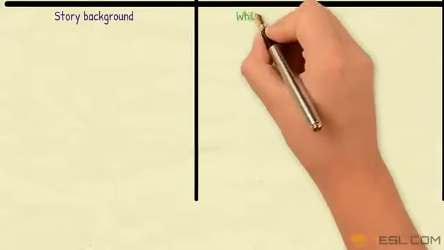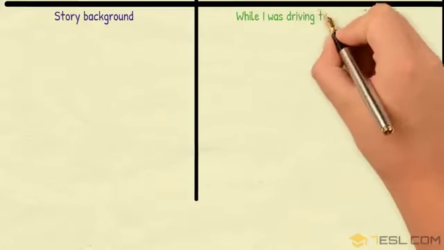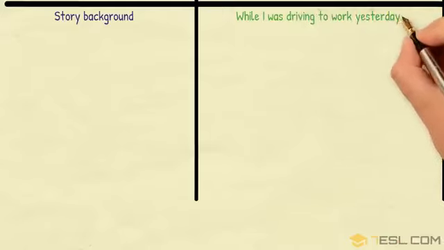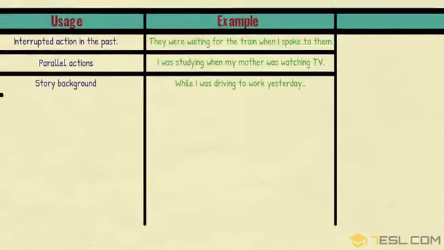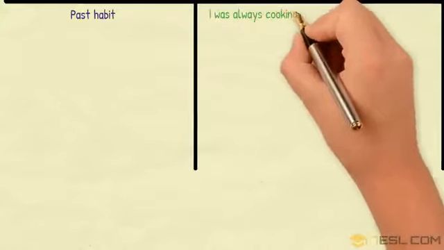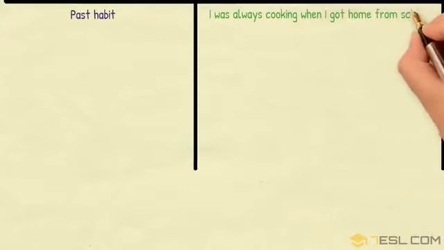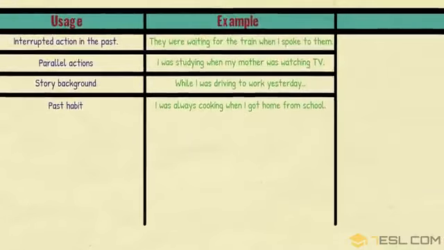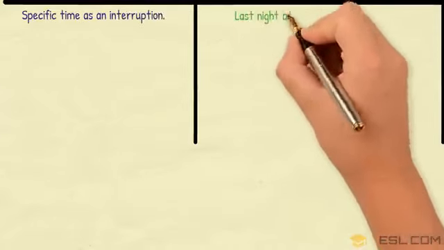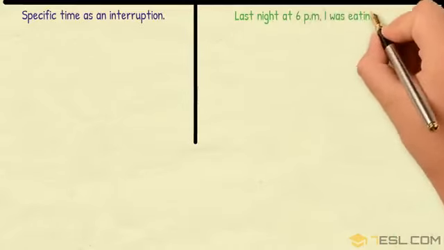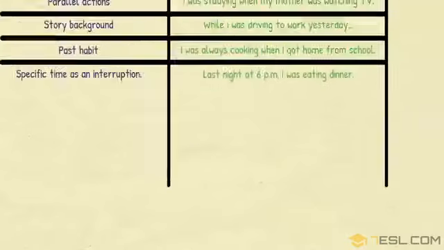Story background. While I was driving to work yesterday, past habit. I was always cooking when I got home from school. Specific time as an interruption. Last night at 6 p.m., I was eating dinner.